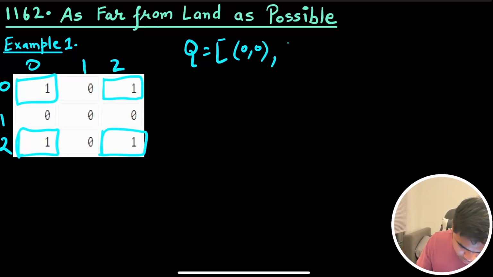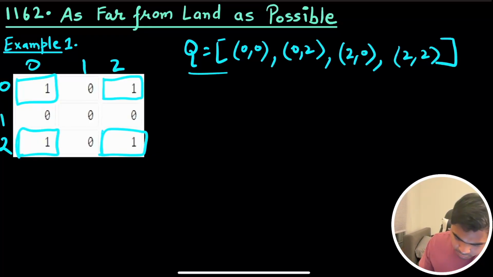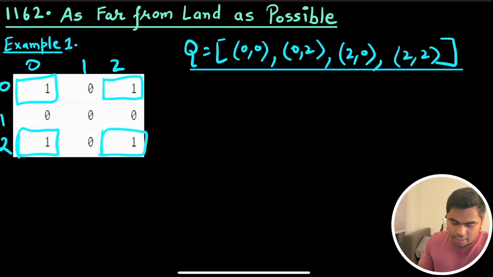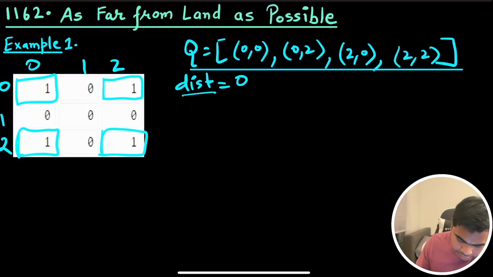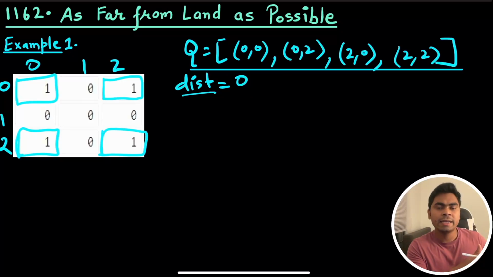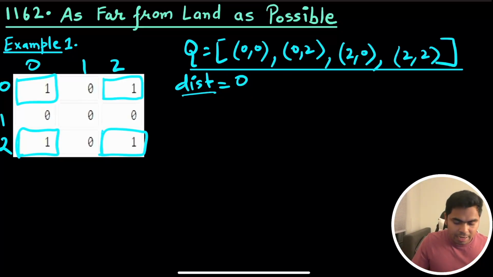So 0 0 and then 0 2, then 2 0 and then 2 2. All of these right here are the land cells, and I'm trying to have my level or distance calculated. Initially we can assign it 0. I will increment it so that I can keep going and increment my distance until I no longer find a water body.